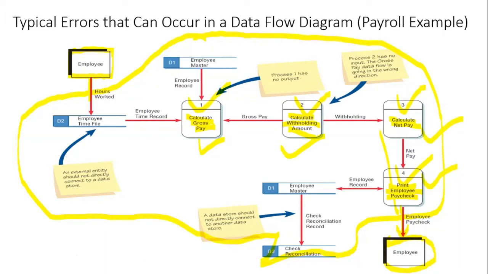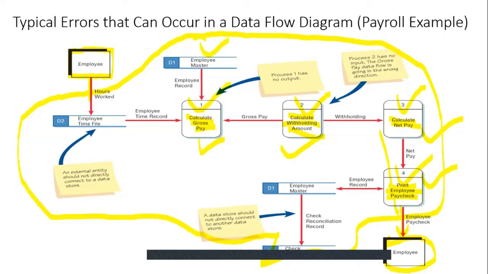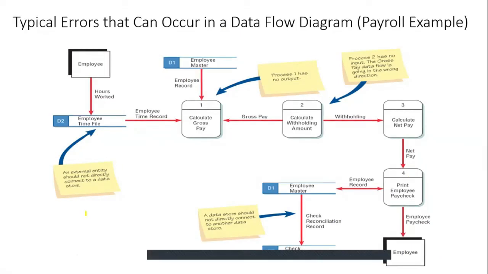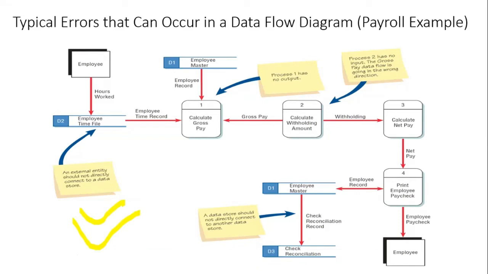Then we need to ask what data are stored. So there are 4 data stores in the payroll system. The first one is employee master, then employee time file, and reconciliation file. Let's assume that this data flow diagram has been developed and it contains some errors, and we need to find those errors.